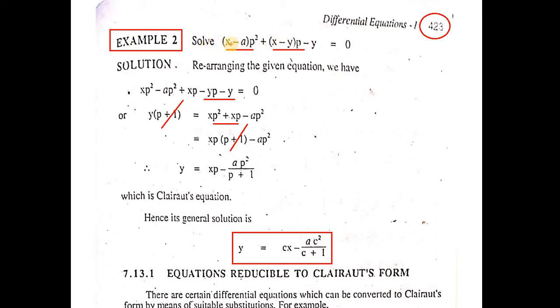We have converted this differential equation into Clairaut's equation, and then we have replaced p by c to reach the general solution.